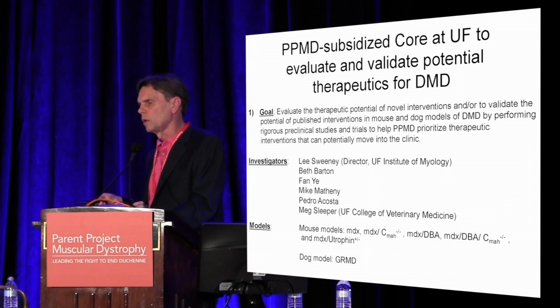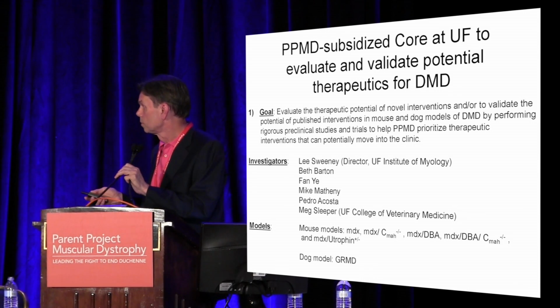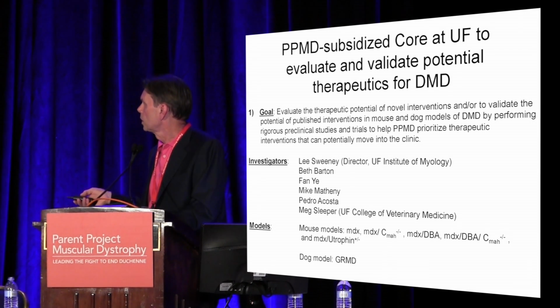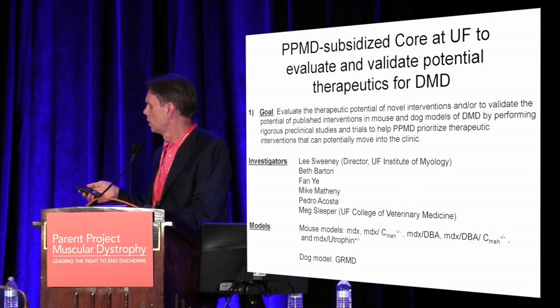And so operations like ours and Raju's at Children's National and a number of others do have those sorts of capabilities. And then the mouse models we use are multiple for Duchenne models, as well as multiple for other models, but in particular, we're using not only mouse models, but as well, we are also using the golden retriever dog model.